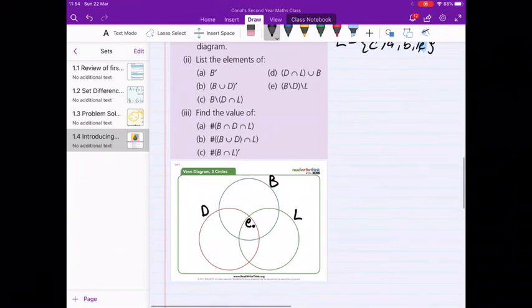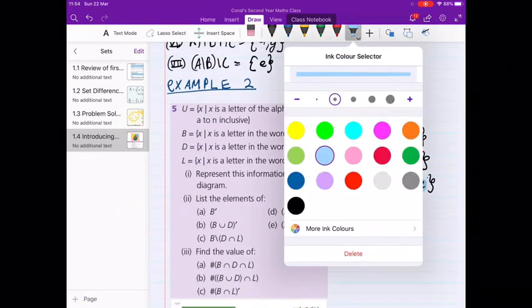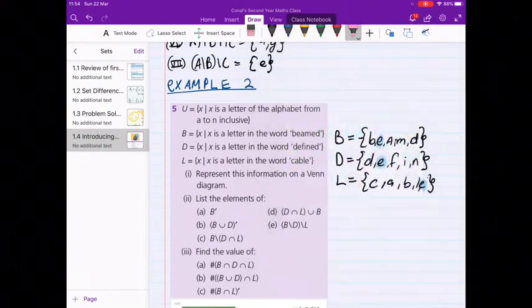No. So now I might look and I might say, okay, well, what's in the intersection of B and L, but not in D? So what do B and L have in common? So if I look at B and L, I can see that B and L both have an A, and they both have a B.